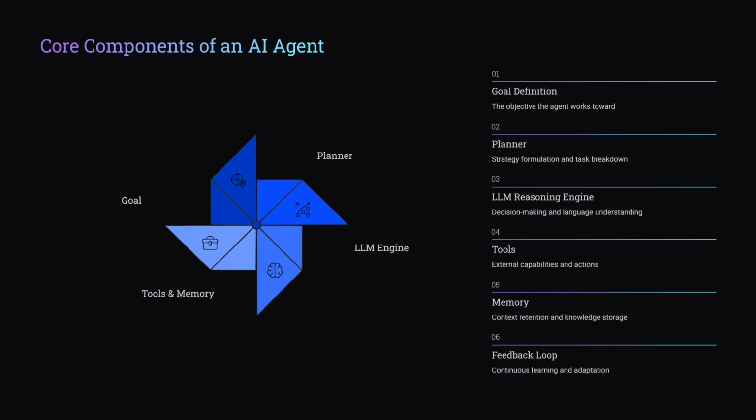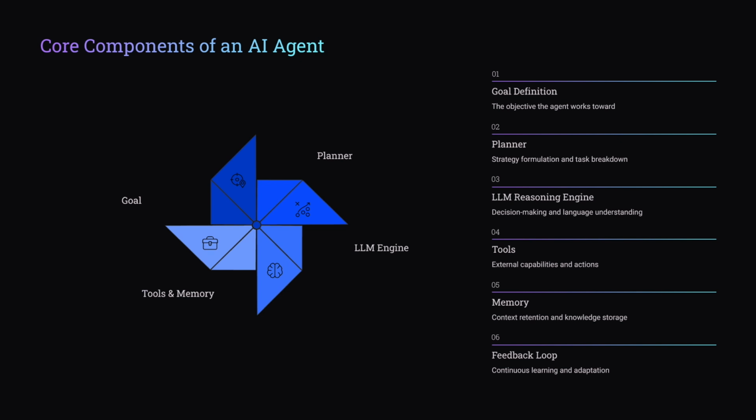Without tools, the agent is stuck inside text. With tools, it can search, calculate, run code, access databases, call APIs, create files, and schedule meetings. Example: if the agent needs today's flight prices, the LLM cannot guess. It must use a search tool or travel API. Tip: tools turn agents from smart talkers into smart doers.